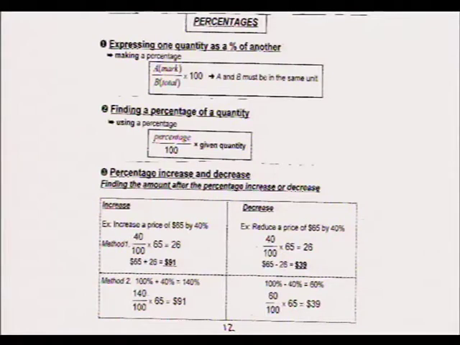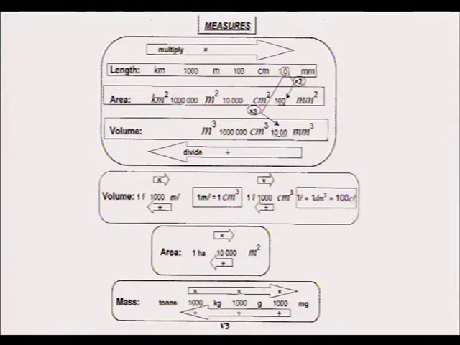When you decrease, you reduce the price of 65 by 40%. So you work out again the 40% of 65, which is 26. So then you subtract the 26 from the 65. So increase, it's getting more. Decrease, it's getting less.